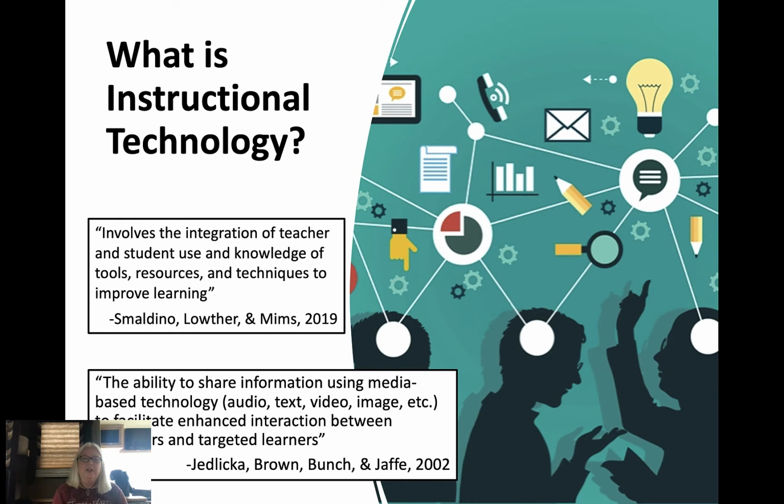This definition I like. It's more of a traditional definition. It's the ability to share information using media-based technology. Okay, so multimedia, things like audio, text, video, images. And we want to facilitate enhanced interaction between educators and learners. So this I like because it talks about how we use technology to engage our learners and keep them interested.